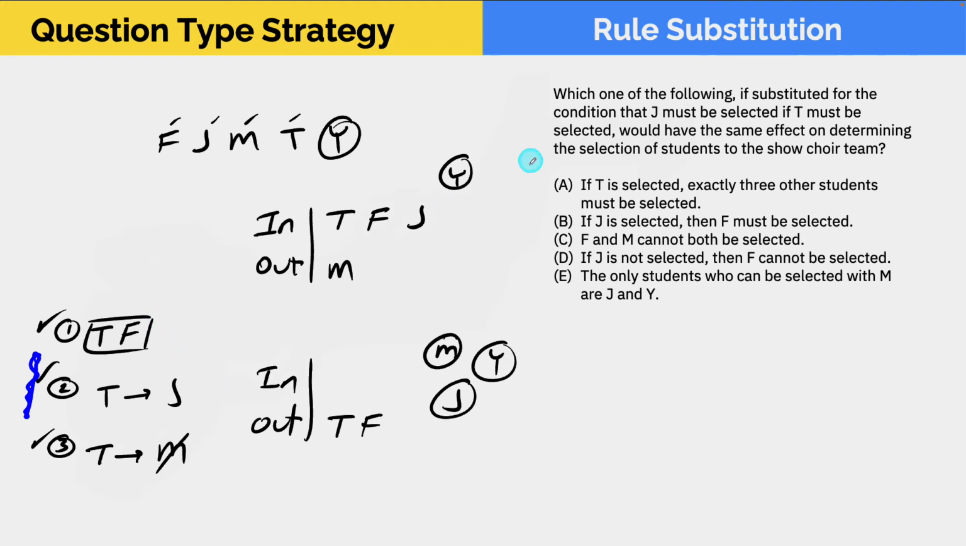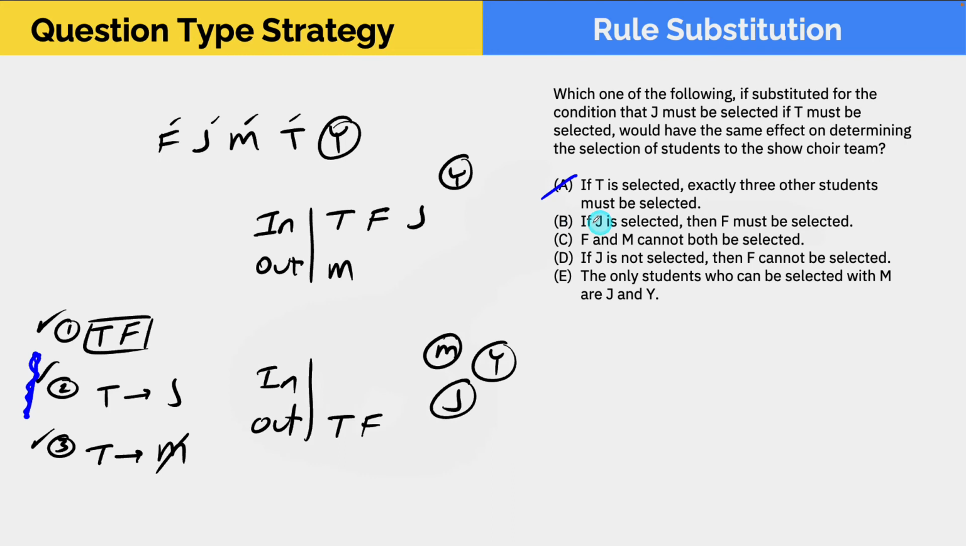How could we still solve this question fairly easily just based on our understanding of the 2 criteria that we were applying earlier, as well as the worlds that we have? Let me start with the first criteria. Does this answer have to be true under the original rules? A says if T is selected, exactly 3 others are selected. Well, no, you could put T in and just have F and J, right? You could put the Y out. So you could have 2 others selected, not 3 other students. So A is not true under the original rules.